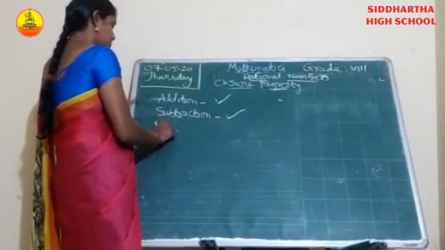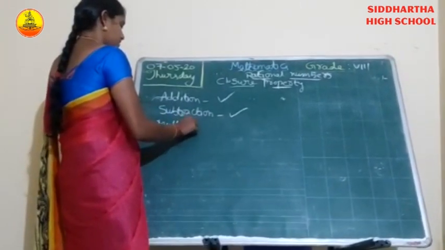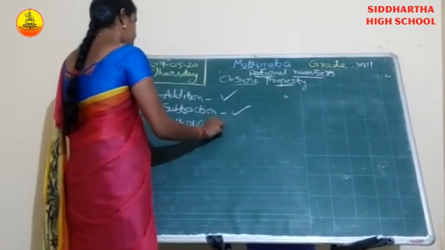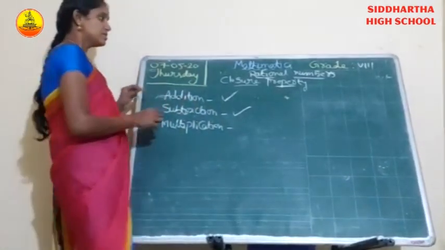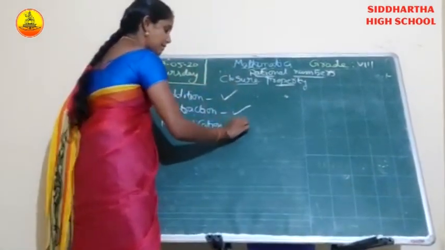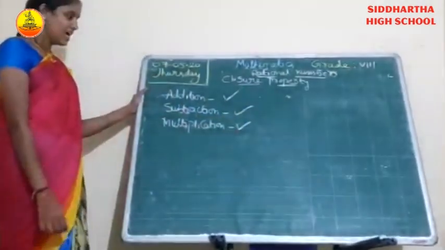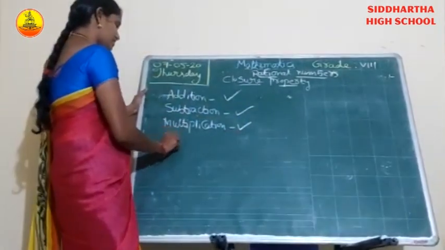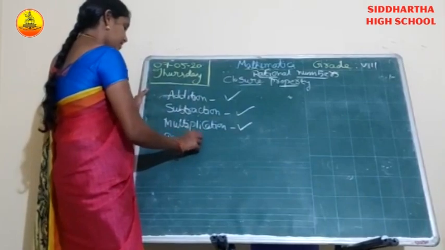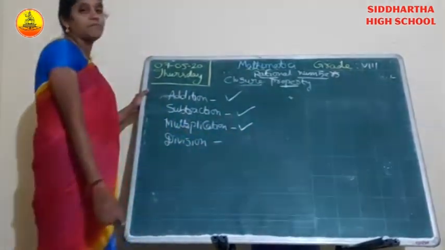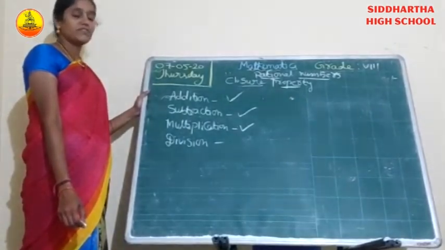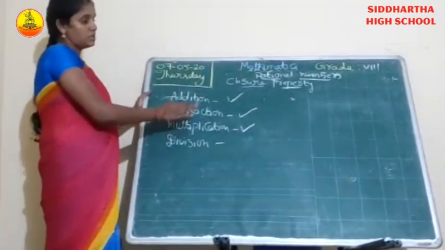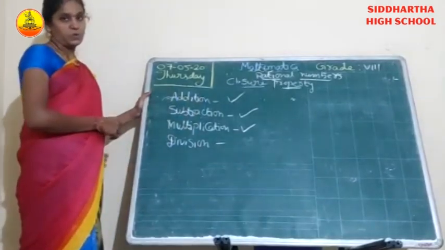Now what is the closure property under multiplication? The product of two rational numbers is always a rational number. So closure property holds good under multiplication also. In the previous class, we discussed that under division, if we divide two rational numbers, again we will get a rational number. So I told you closure property is satisfied under division also.